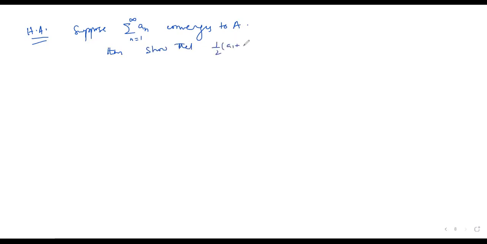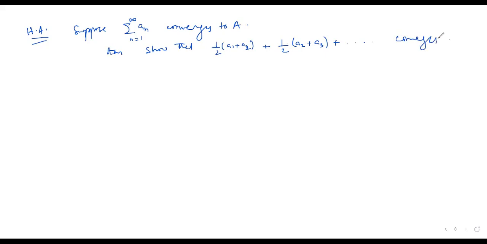Okay. Similarly, you could... Suppose a series converges to A. Now suppose the summation, n runs from 1 to infinity, converges to some number A. Then show that 1 by 2 into A1 plus A2, we have already done this, okay, plus 1 by 2 into A2 plus A3 plus so on and so forth also converges.